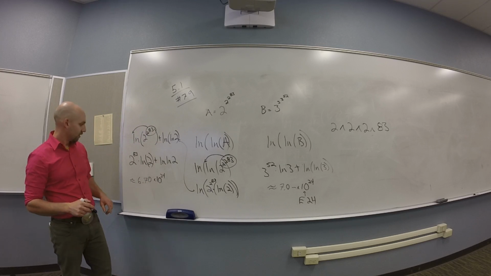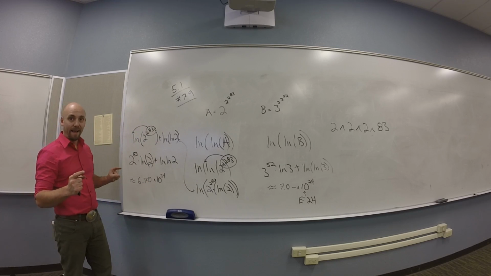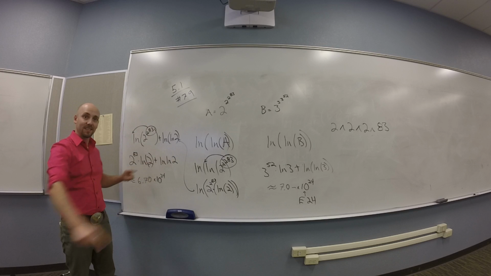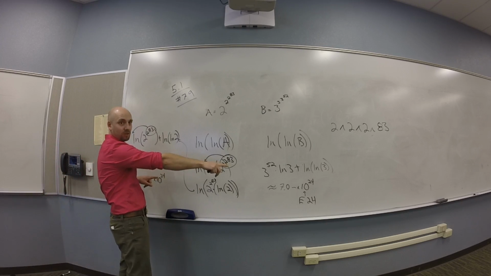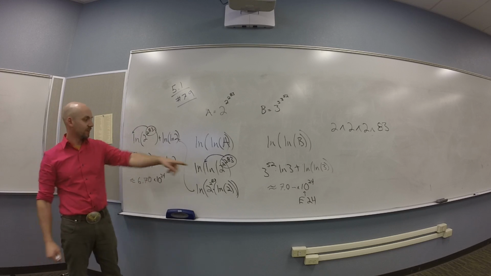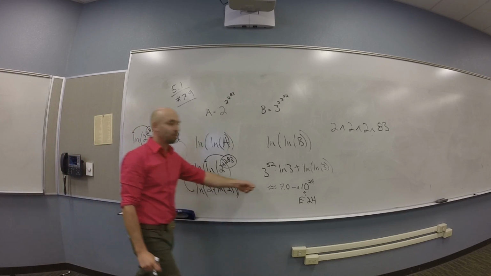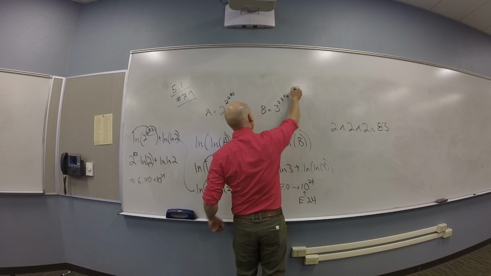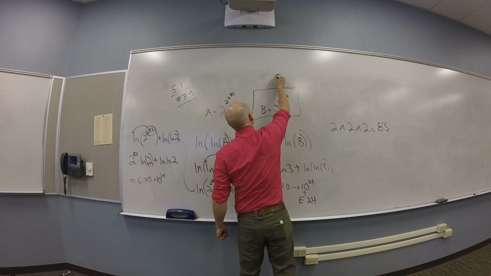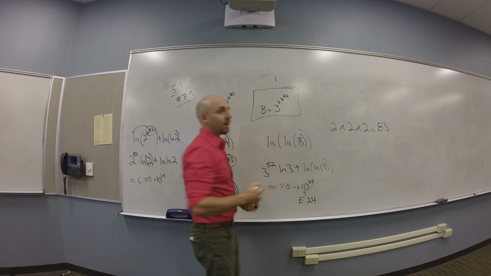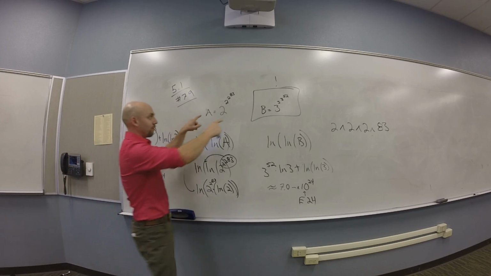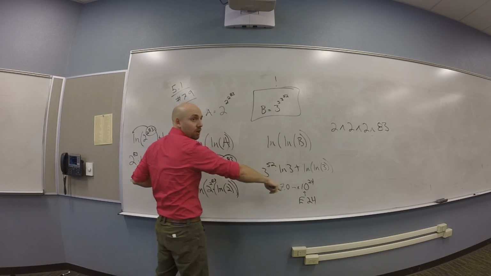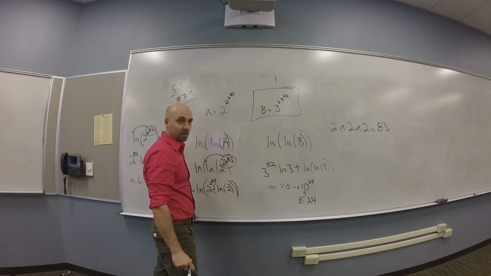So, which one's bigger? B is. Same number of zeros, right? 24 zeros. And this one's got a 6.7, that one's got a 7.0, so the 7.0 wins it. B is bigger. How do I know B was actually bigger? Because I did some stuff, right? To get from A and B to those two numbers, I took log of everything.